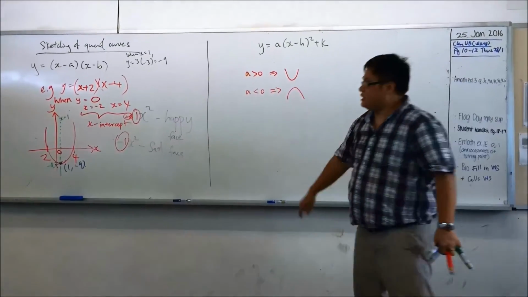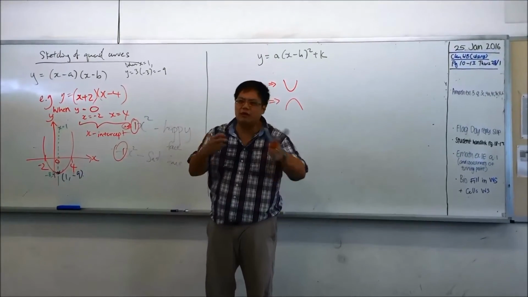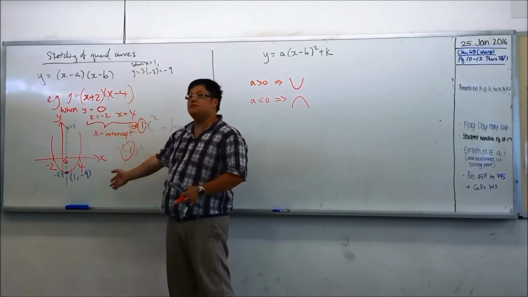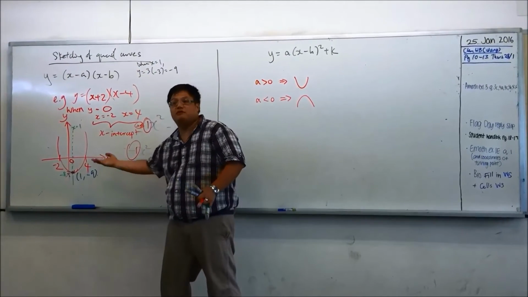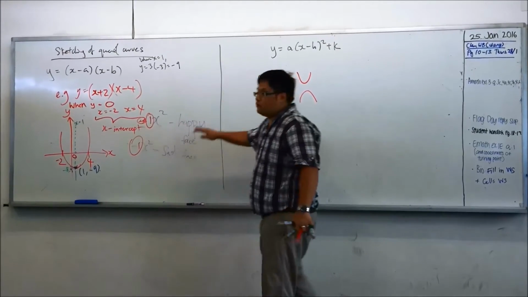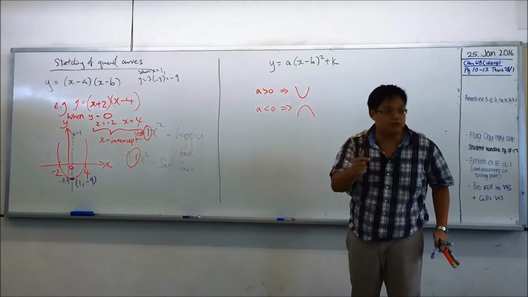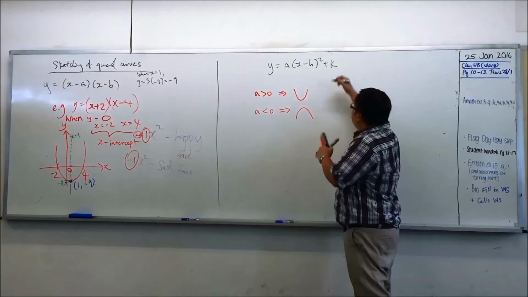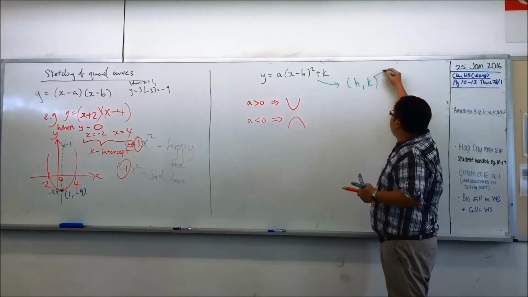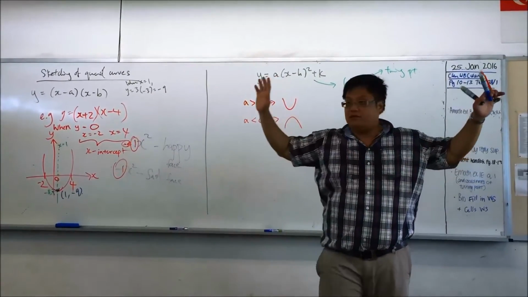See, with the earlier version that Kai Xin showed us, you're able to tell the x-intercept easily. You are not able to tell the coordinates of the turning point that easily unless you find the line of symmetry and the minimum or maximum value of the graph. For graphs of this nature, you can tell instantly the coordinates of the turning point. In this case, it is (h, k). This is the coordinate of the turning point of the graph. Are we good with this?